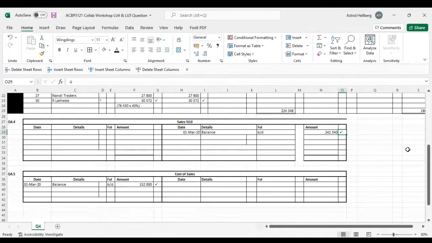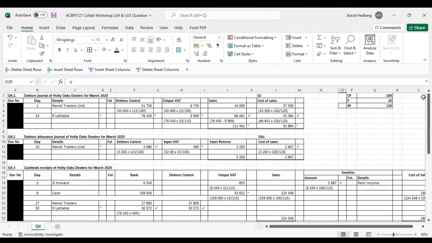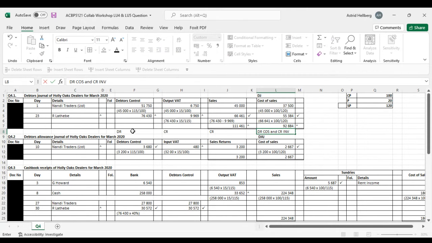Okay, then the next step is to take these totals of the journals that we have here at the top. So let's start with the first one. We've got the debtors journal. Now, if we look at the columns there, we can see we've got a sales and a cost of sales column, which affect both of the general ledger accounts. Now, we said in this scenario, we would debit debtors control, we would credit output VAT, we would credit sales, and we would debit cost of sales and credit inventory. Okay, so that is how we would deal with that.